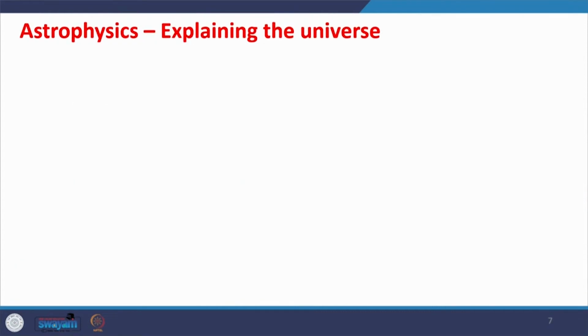Let me quickly summarize all these aspects of astrophysics, which is basically trying to explain the universe. Observing the universe comes under the category of astronomy, and explaining the universe comes under the category of astrophysics. Then I will start the role of nuclear physics. Let me quickly summarize in a different way in these 2 slides.